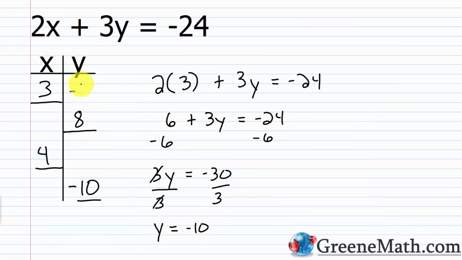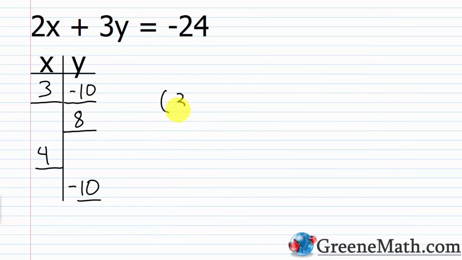So I can put a negative 10 there. And so my ordered pair would be 3 for my x value, comma, negative 10 for my y value. Now let's look at, we're given a y value of 8. We want to find the unknown x value. So we have 2x plus 3. We're plugging in an 8 for y.